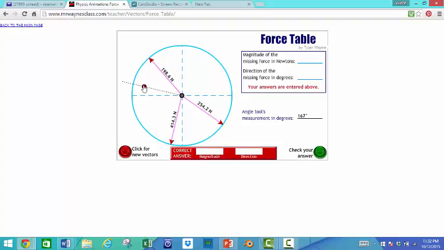But show your work, guys. Show me what vectors you have initially, and get that force that will balance or put all forces in equilibrium. Everything is perfectly balanced.